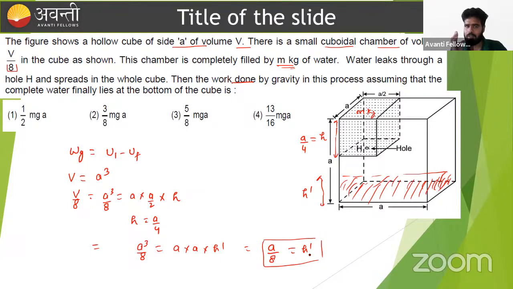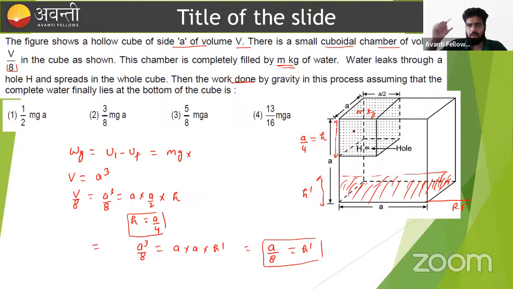Okay. So what is the approach to solve this question? Firstly, we have to find out the height of the water. Why do we find out the height here? So that we can calculate the potential energy. So what is the initial potential energy, beta? Initial potential energy, if we consider this as our reference, we can say mgh. What is the mass of this water? It is given m kg. So we can say mg. What is the height?